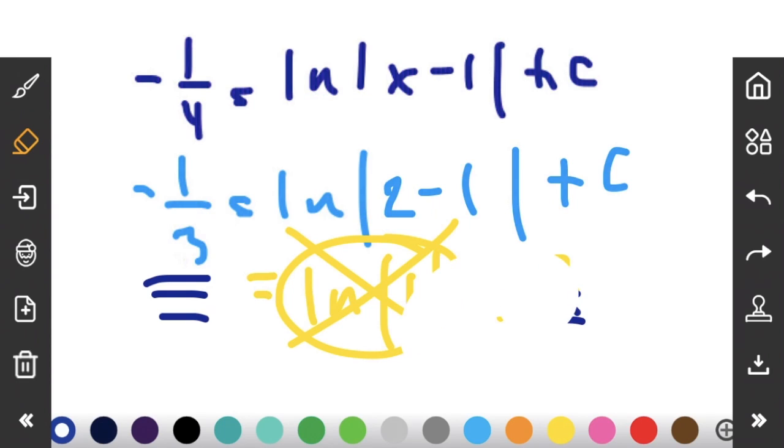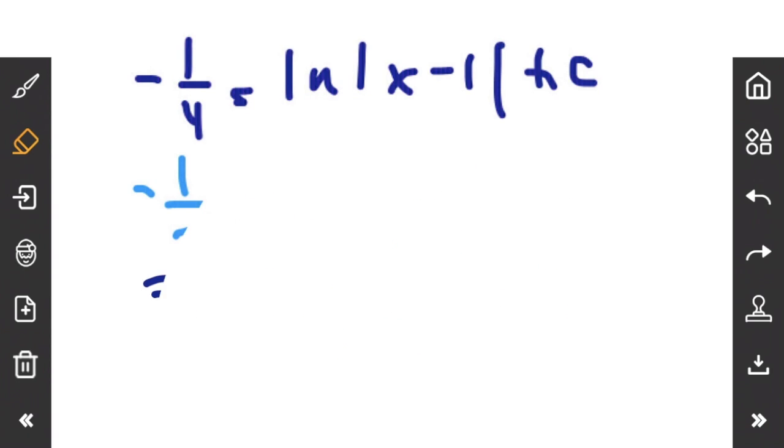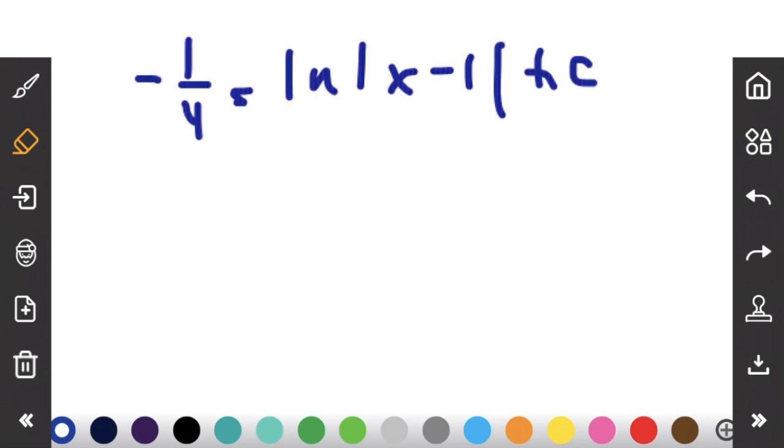Okay, so we said that c is equal to -1/3. So you can add that up here, like that. Okay. And now solve for y, or make an equation that can be used to find y.